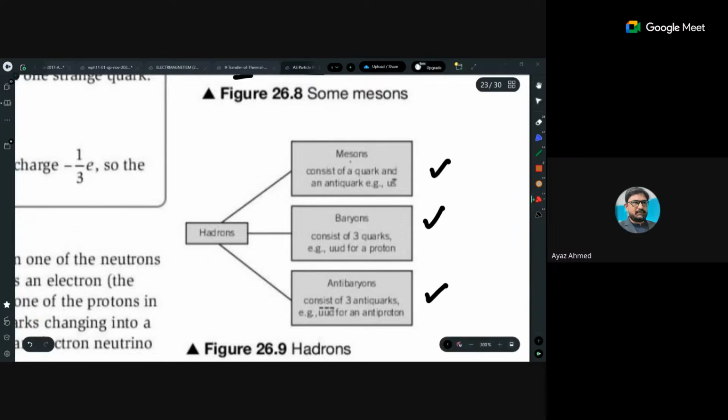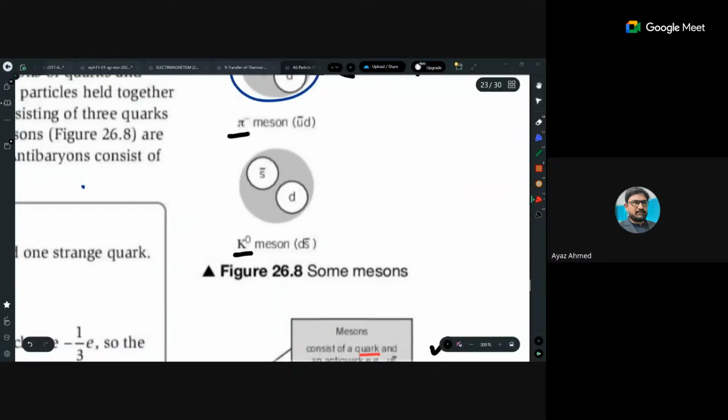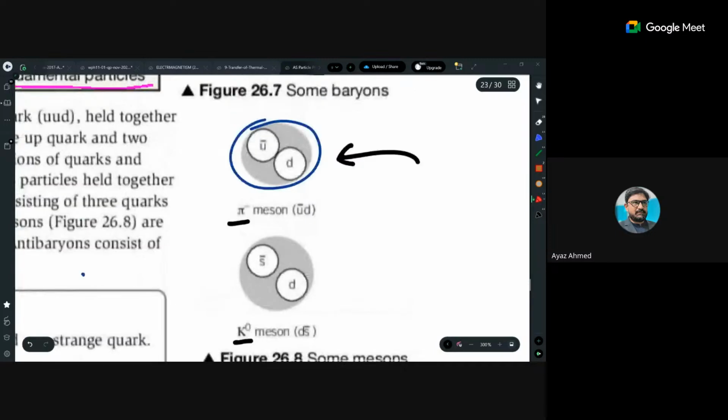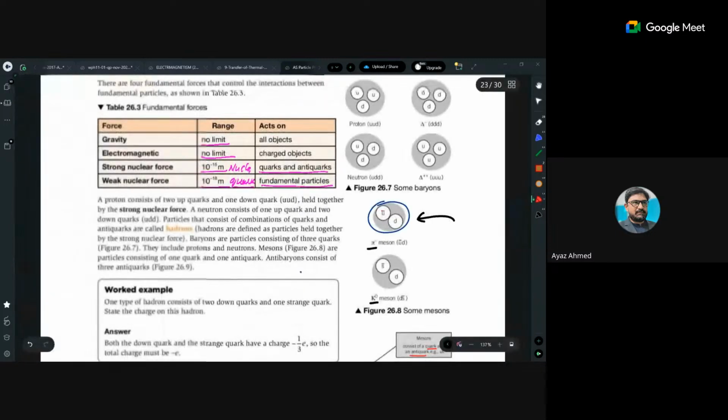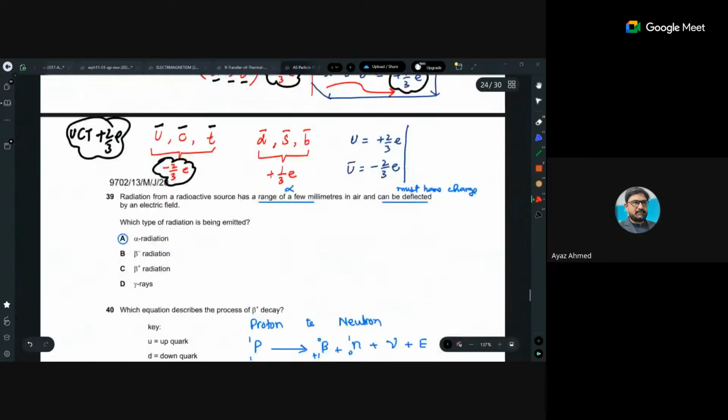So here are three. Mesons consist of one quark and one antiquark. Baryons consist of three quarks, and antibaryons consist of three antiquarks. That is, if something consists of three quarks, it is a baryon, but if something contains three antiquarks, it is an antibaryon. That's simple. Then these are the mesons I told you, consisting of one quark and one antiquark. So this was all about the topic we have learned.